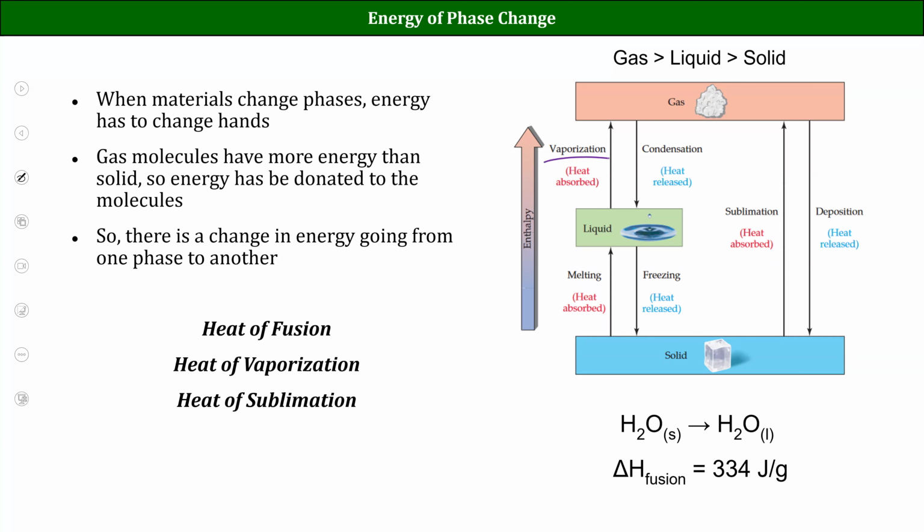Liquid can also go the other way. If you take even more energy away from a liquid, if you go from a gas and you take energy away from it, you go to a liquid. If you take even more energy away from a liquid, you go to a solid, which if we're talking about water, we call that freezing.